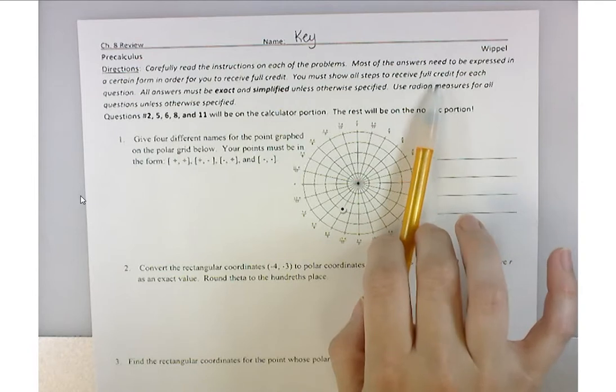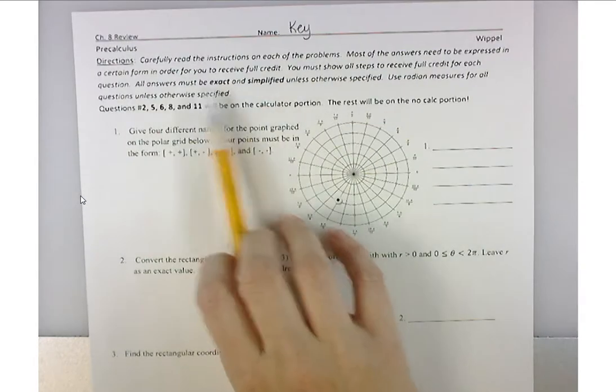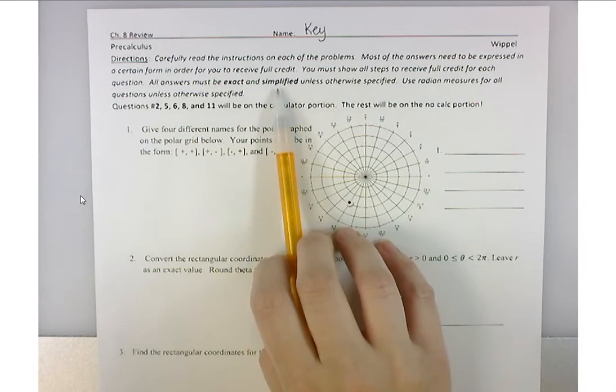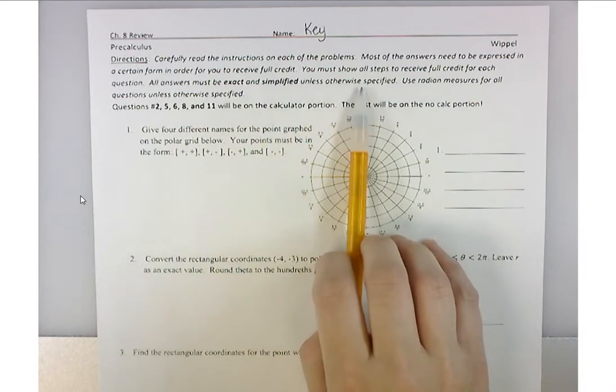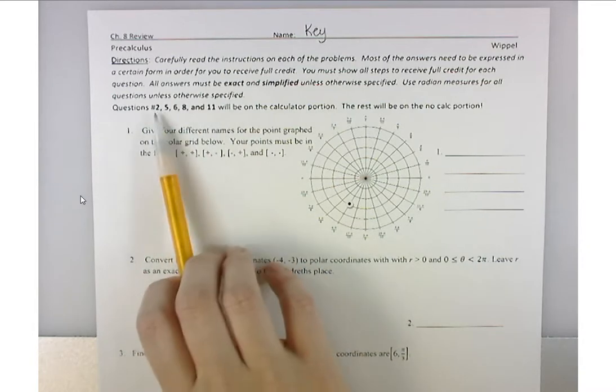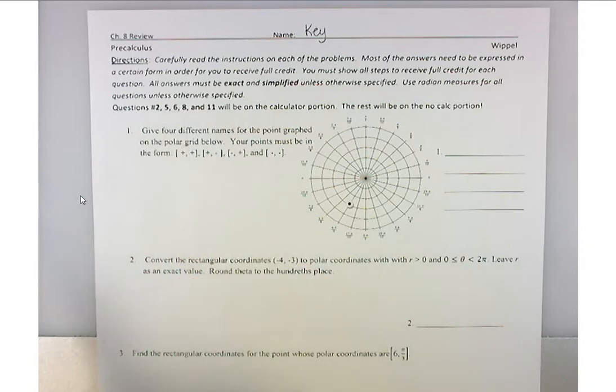Remember, some are calculated, some are not. And then all of your answers must be exact and simplified unless otherwise stated. So if you have a rounded answer, the question will tell you what to round it to. And then 2, 5, 6, 8, and 11 are going to be on the calculator portion.